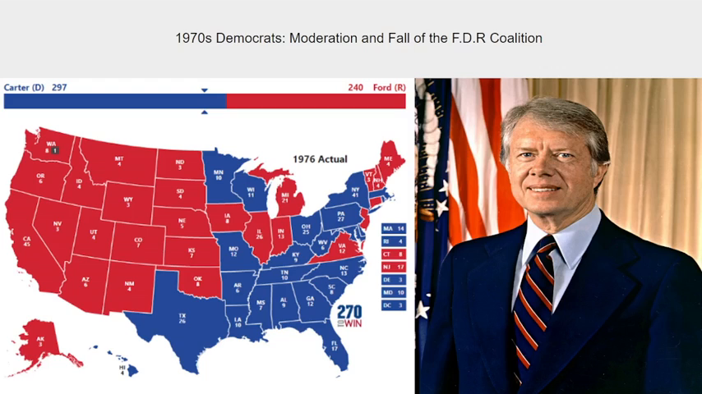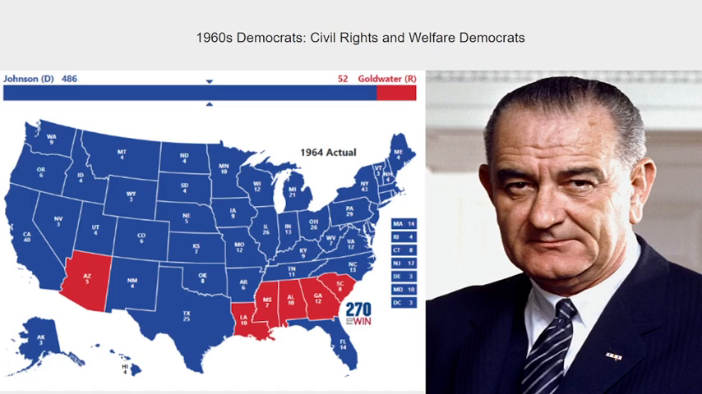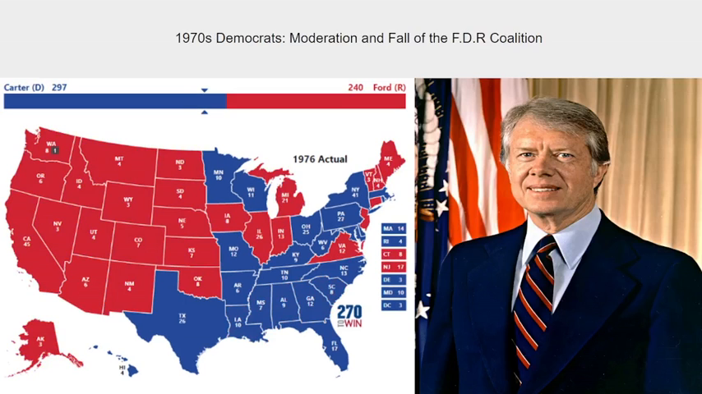1970s, moderation. They shifted from being leftists to center left with Jimmy Carter, because he was a southern Georgia farmer. While LBJ was from Texas, he was more left than Jimmy Carter was, period, on certain things. On others, Jimmy Carter was probably more left. But anyways, 1970s, moderation and the fall of the FDR coalition.